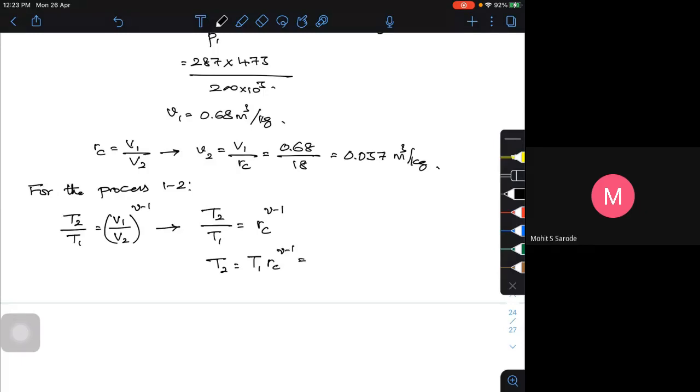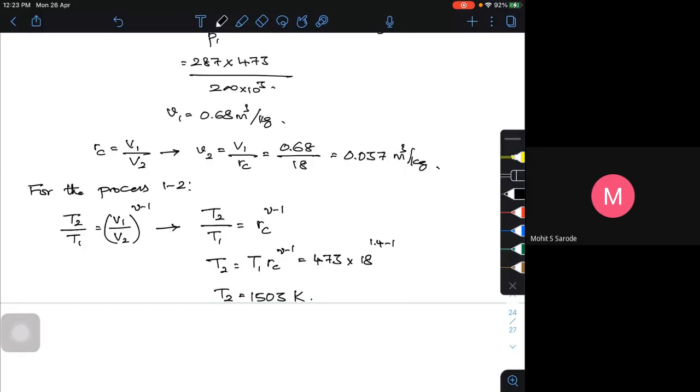So your T1 is 473 Kelvin. I have to ensure that these temperatures are in Kelvin. So 473 into 18 to the power of 1.4 minus 1. Therefore my T2 is equal to 18 to the power of 0.4 into 473. If I substitute, my T2 is equal to 1503 Kelvin. This is my T2.